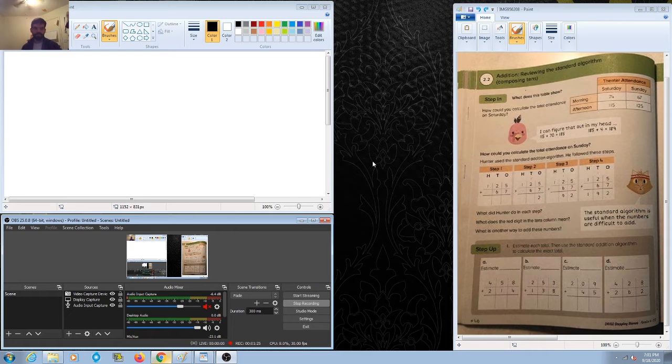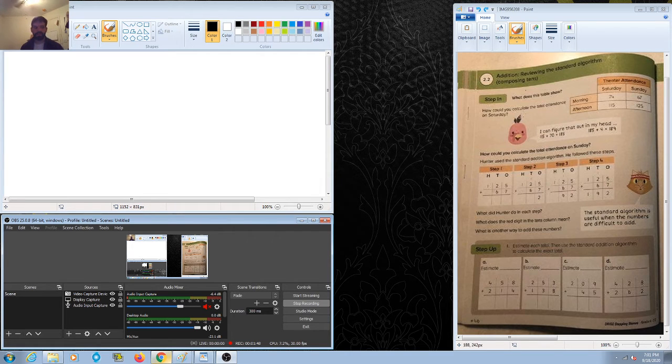So it says, what does this table show? If we look at the table on the right, it is the theater attendance split over the weekend into 2 days, Saturday and Sunday, but it's also split into a time of day, being morning and afternoon. So this is a 2x2 table with the theater attendance on the weekend in morning and afternoons.